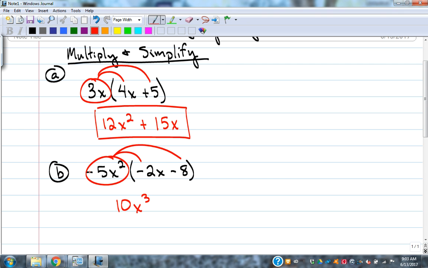And then we have a negative 5x squared times a negative 8. So that's negative times a negative, so that turns to a positive. And then 5 times 8 is 40, and then it's just x squared tacked on the end. And you've distributed that part that's in front. It distributes to everything that's in the next parenthesis. That's the name of the game.